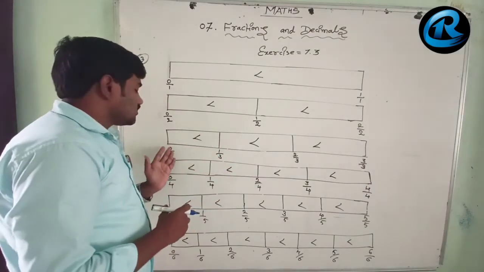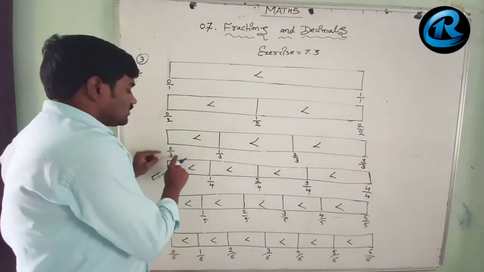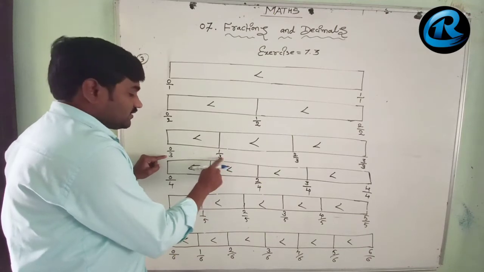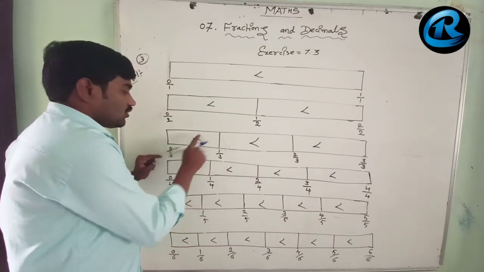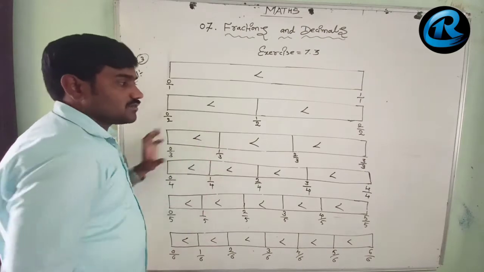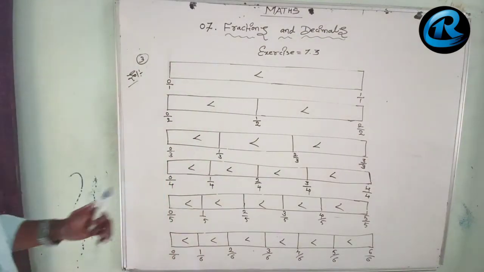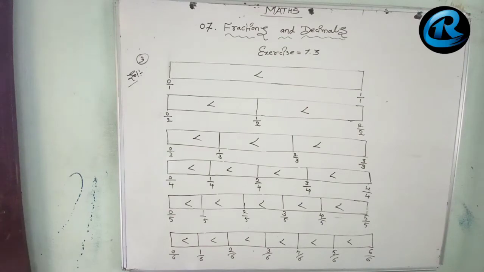So here 0 by 3 and 1 by 3. Denominators are same, 3 and 3. So we'll compare the numerators 0 and 1. 0 is less than 1. Similarly, all these problems will come in the same way. Observe this and draw the same thing in your notes with a pencil.